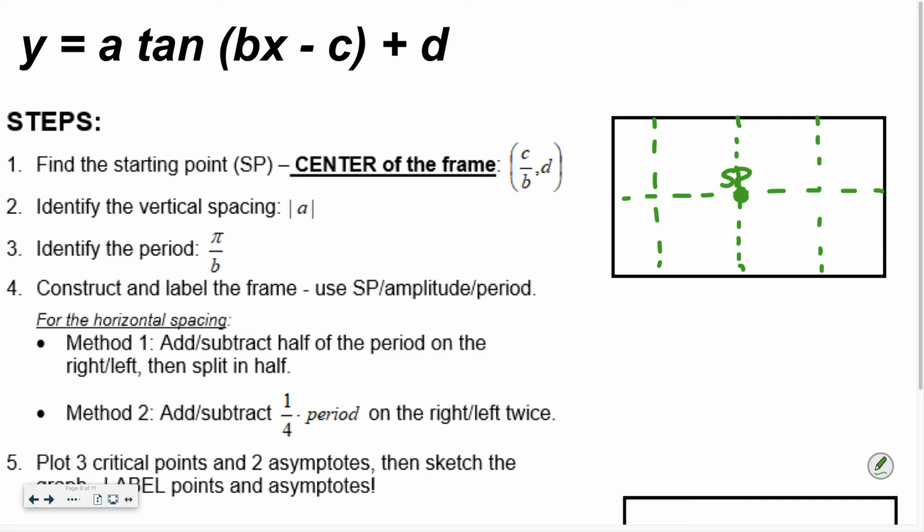And then we have 3 critical points and 2 asymptotes. So what's going to happen if you go down to the bottom of that blue piece of paper where it says tangent with a positive A, the edges of your frame are going to tell you where your asymptotes are going to go. The edges of your frame tells you where your asymptotes will go. Then the quarter marks tell you where your points are. No matter what, it's going to go through the starting point. And then if it's a positive graph, you're going to use the quarter mark at the top of the frame on the right, and then the quarter mark at the bottom of your frame on your left.